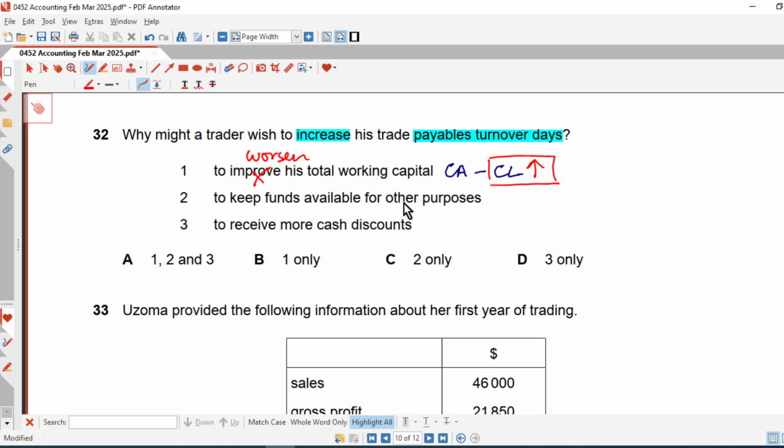To keep funds available for other purposes. Yeah, so probably to use the money elsewhere, I would agree. Right, to receive more cash discounts? No, if you increase the payables period, you actually lose out on all your cash discounts. So 2 is the only correct answer.